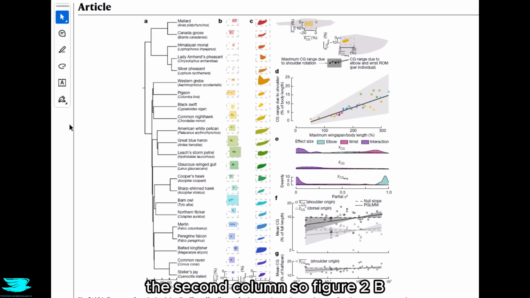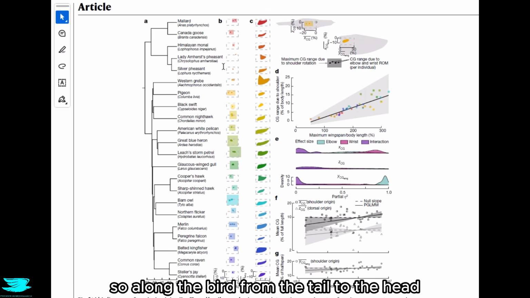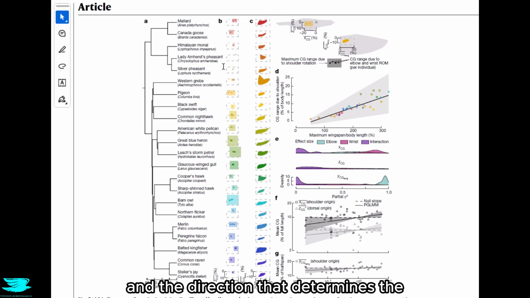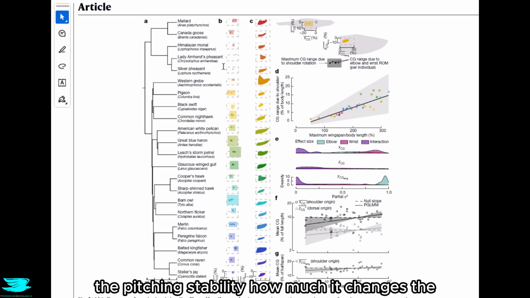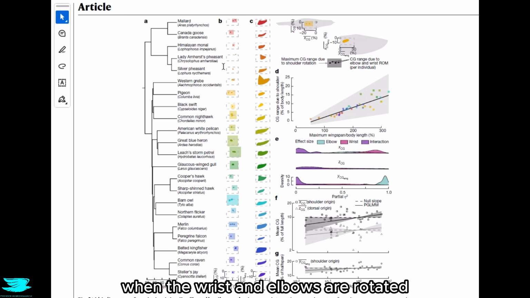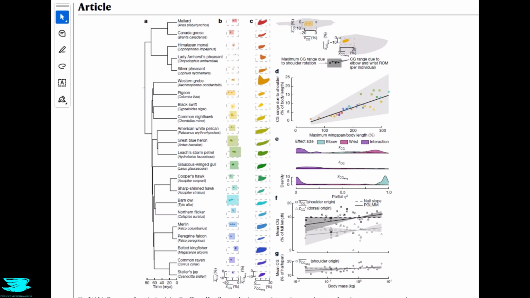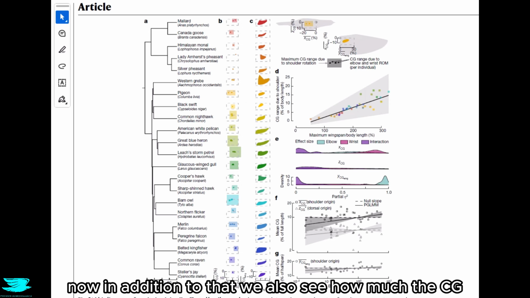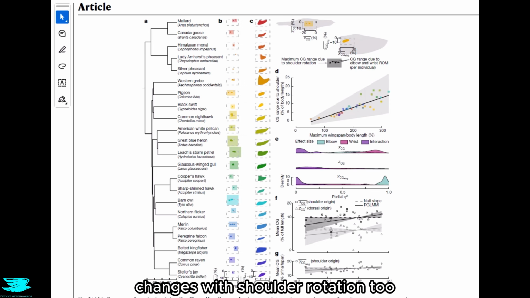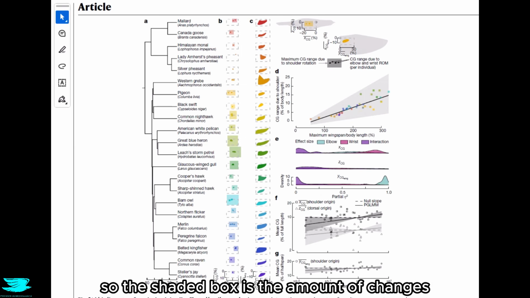Anyway, the second column, figure 2b, we see how much the center of gravity in the x direction, so along the bird from the tail to the head, and the direction that determines the pitching stability, changes when the wrist and elbows are rotated through their ranges of motion for each bird, as found in figure 1G. Now in addition to that, we also see how much the CG changes with shoulder rotation too. So that's in figure 2B as well. We'll cover that in a second.